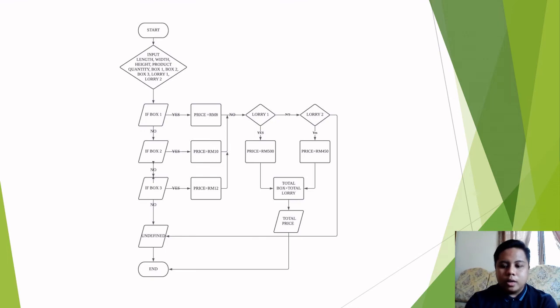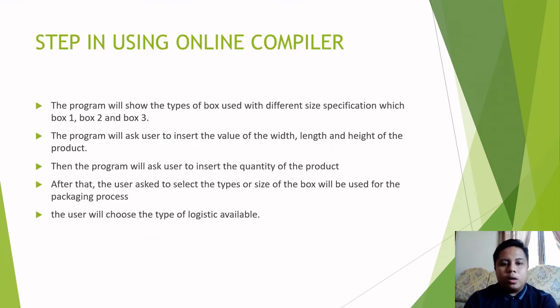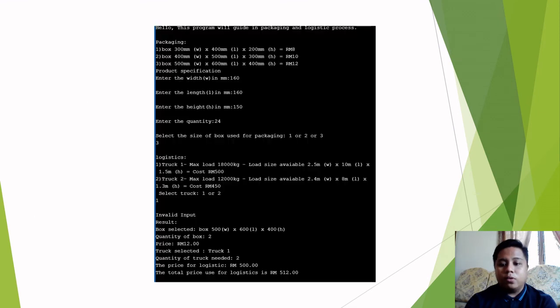Next is the steps in using the online compiler. Firstly, the program will show the types of box used with different size specifications, which are box 1, box 2, and box 3. Second step, the program will ask the user to insert the value of the width, length, and height of the product. The third step, the program will ask the user to insert the quantity of the product. The fourth step, the user is asked to select the size of the box that will be used for the packaging process, and last but not least, the user will choose the type of logistics available.